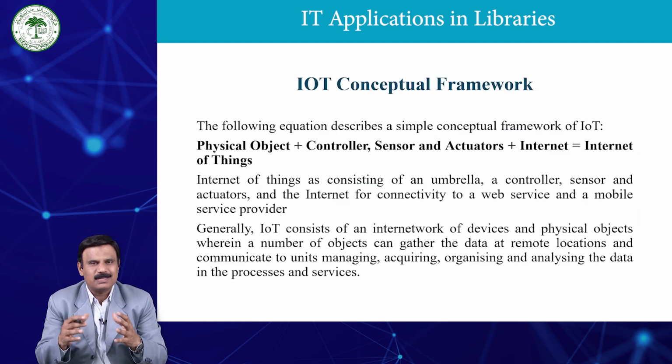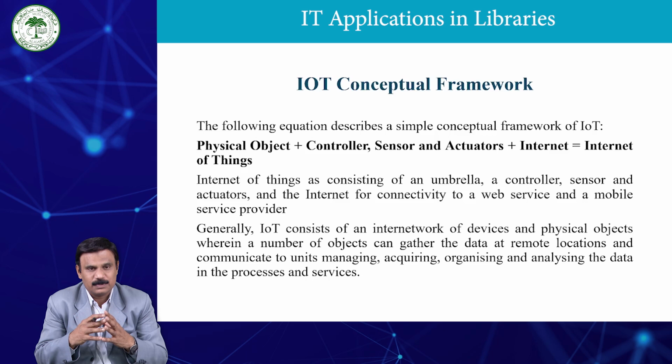Learners, now we will discuss the IoT conceptual framework. The following equation describes a simple conceptual framework of IoT: physical object plus controller, sensor or actuators plus internet equals Internet of Things. So these are the major components you will find in the Internet of Things: a physical object or device, a controller, sensor or actuators, and the internet.